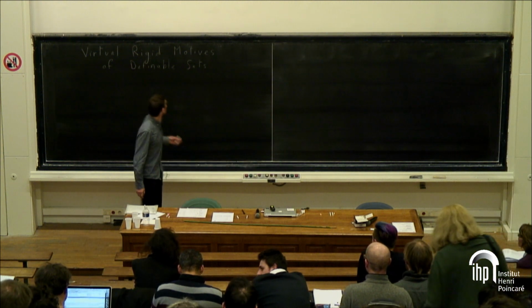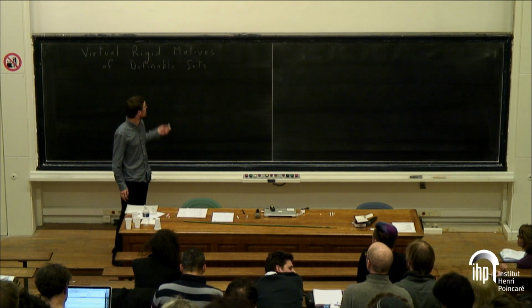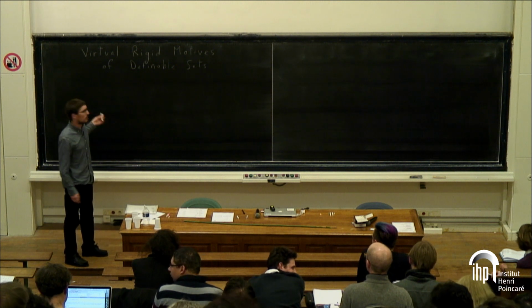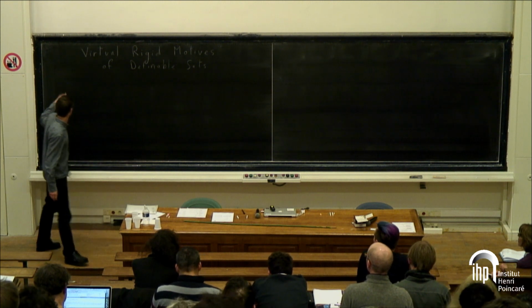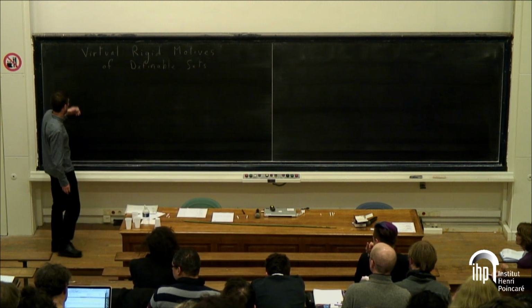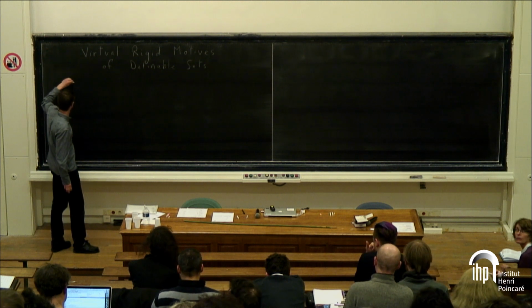So I want to talk today about virtual rigid motives of definable sets in valued fields. As a motivation for what I want to do, I will start with an old question by Grothendieck that is now well understood, and there are many different answers. So the question is the following.